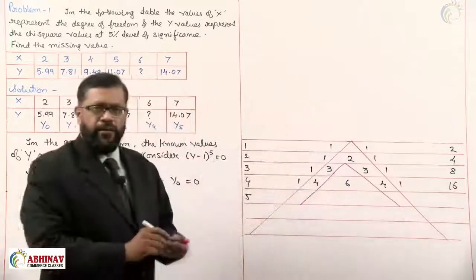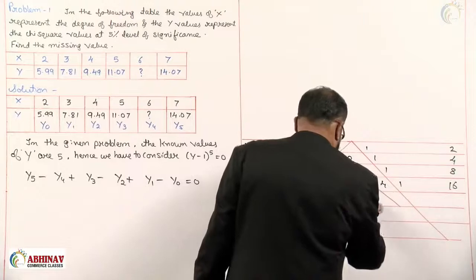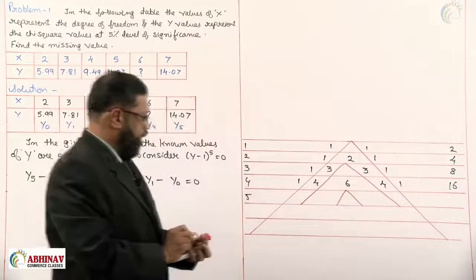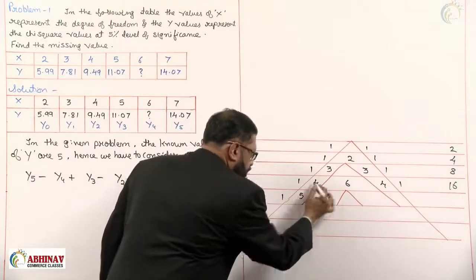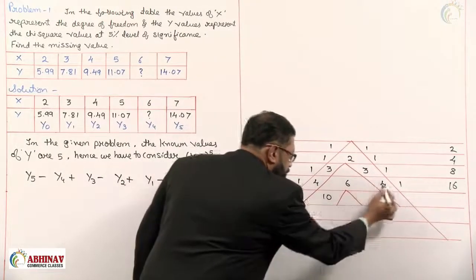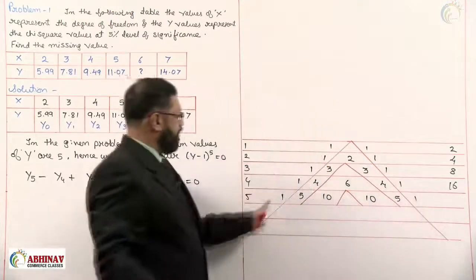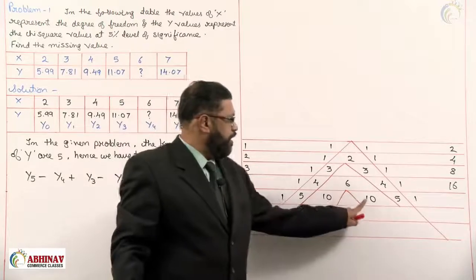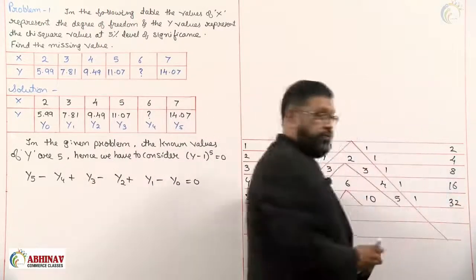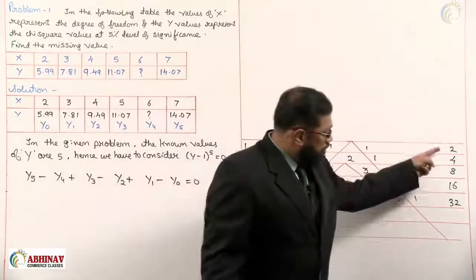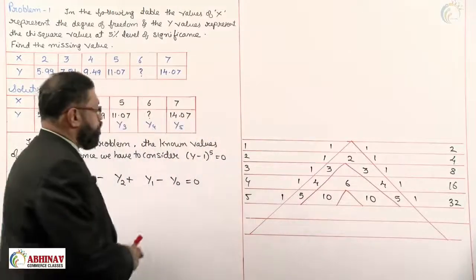Now the last one that we require, for y5. Here comes one more triangle. It's an odd number, so we have to show the triangle. Let's see how to proceed. First 1, 1 plus 4 is 5, 4 plus 6 is 10, 6 plus 4 is 10, 4 plus 1 is 5, and 1. Total is 32. This is what we should verify in the examination: it should be double. Yes. Now we will put up these values.